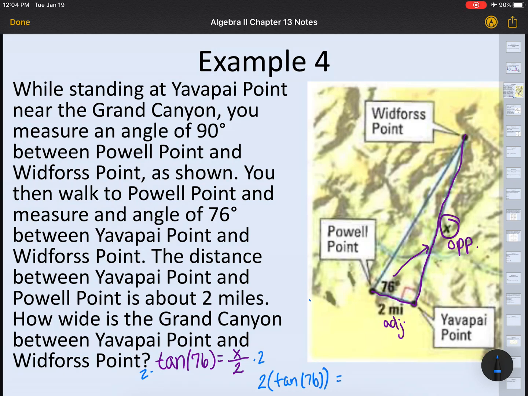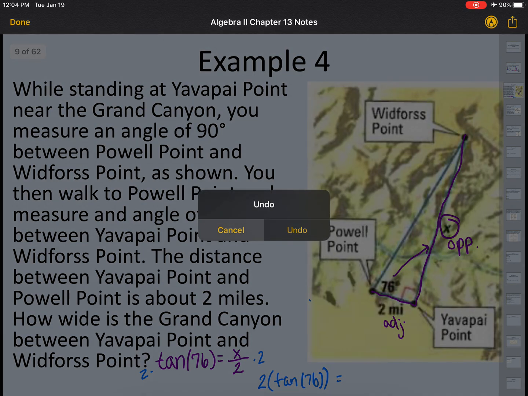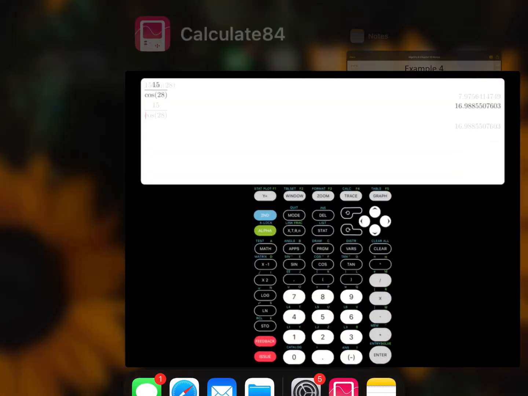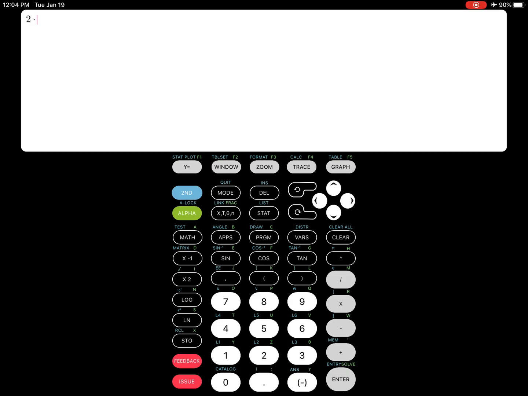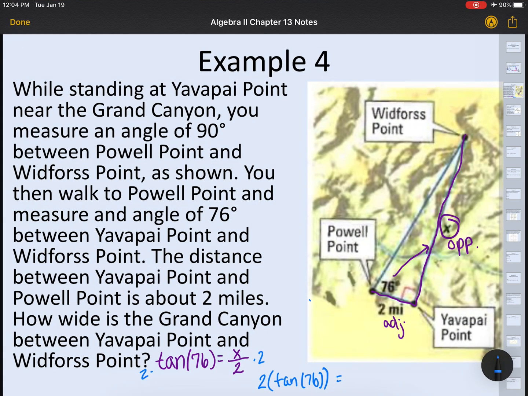Okay, so we're going to have to do that in the calculator now. 2 times tangent of 76 degrees. And if we round that off, that's about 8. So it's about 8. And we can't leave it naked. We were working in units of miles. So this is 8 miles. That's how wide the Grand Canyon is between Yavapai Point and the Woodforce Point.